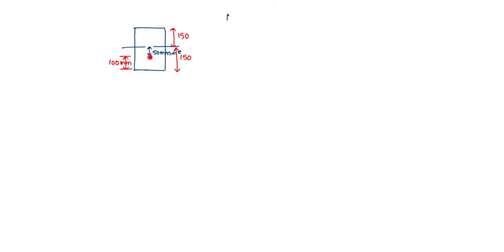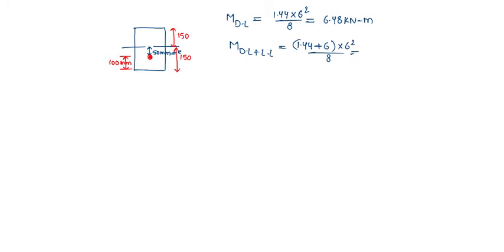Let us calculate moment due to dead load first. Dead load is 1.44 kilonewton per meter, L is 6 meters, so 1.44 into 6 square by 8, which will be equal to 6.48 kilonewton meter. Whereas moment due to dead load plus live load will be equal to 1.44 dead load plus live load 6, so 7.44 into 6 square by 8, which is equal to 33.48 kilonewton meter.